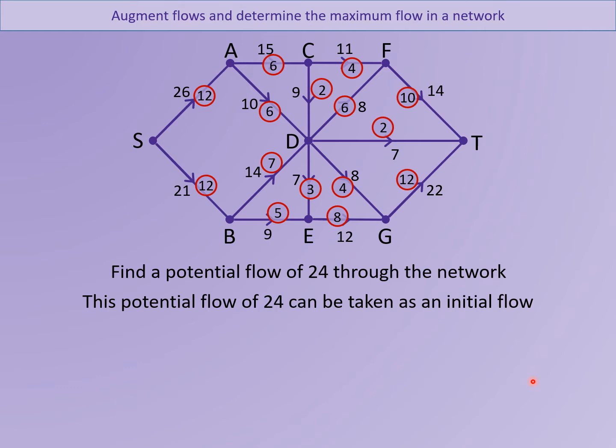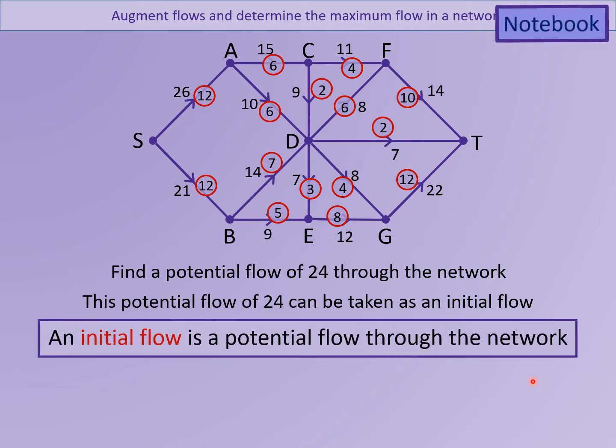Now this is something new. You haven't talked about this before. So at this point, I'd like to make sure you've got your notebooks out, please, so we can get some more information about what we mean by an initial flow. So an initial flow is any potential flow through your network, and it basically means a starting point. Okay, if you need a title for your notebooks, it's the flow augmentation algorithm, or how to augment flows.